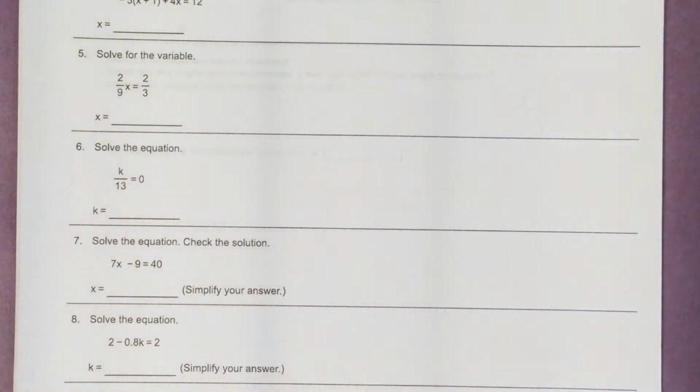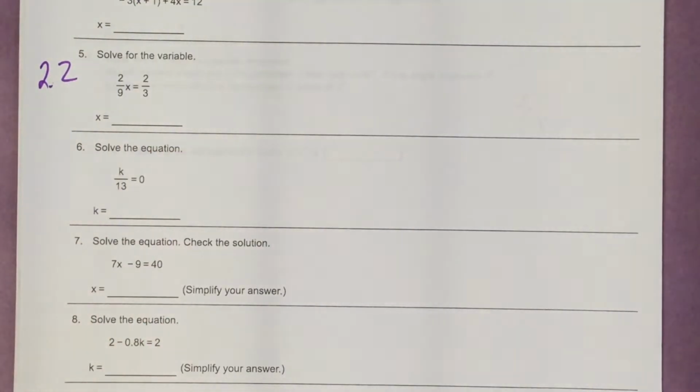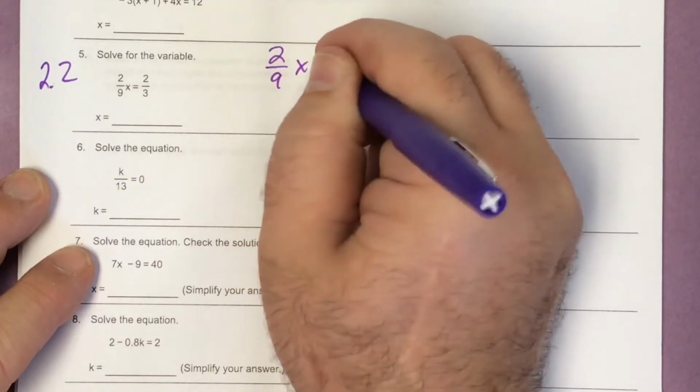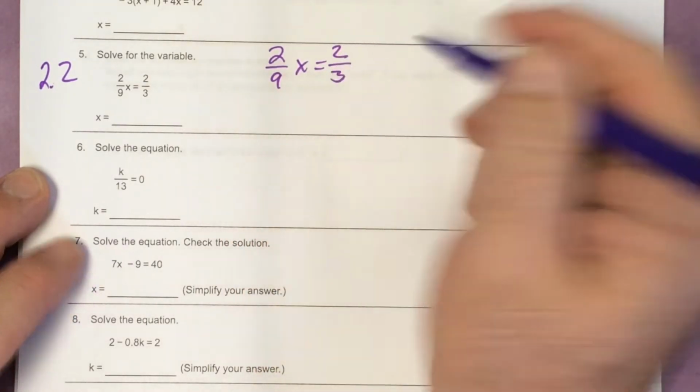So right now this video is being made to augment the instruction provided in section 2.2, particularly with a focus on how we get rid of fractions when we are working on solving equations, since I provided some instructions on solving equations in class last week. So we have here the original problem, 2 over 9x equals 2 over 3.